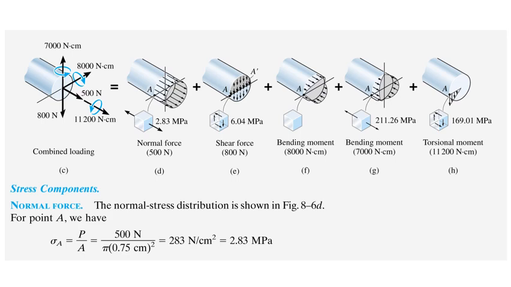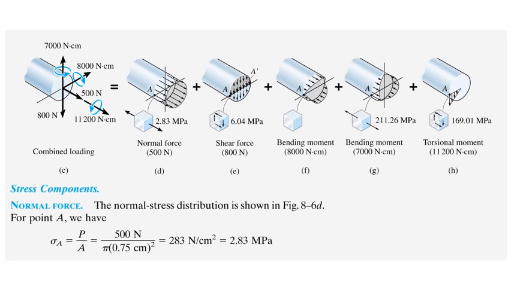And we have a torsional moment at point A, TR over J, due to this torque here, 11,200 Newton centimeters. So we have a shear stress. If you take the left side, this is on the section of AC, so the direction will be opposite of the ones we discussed earlier.